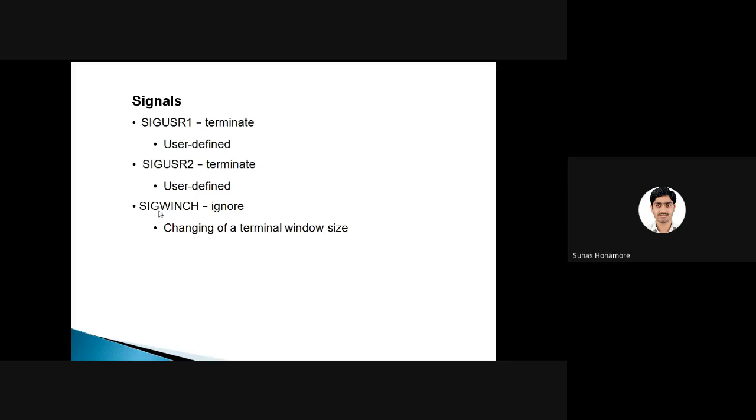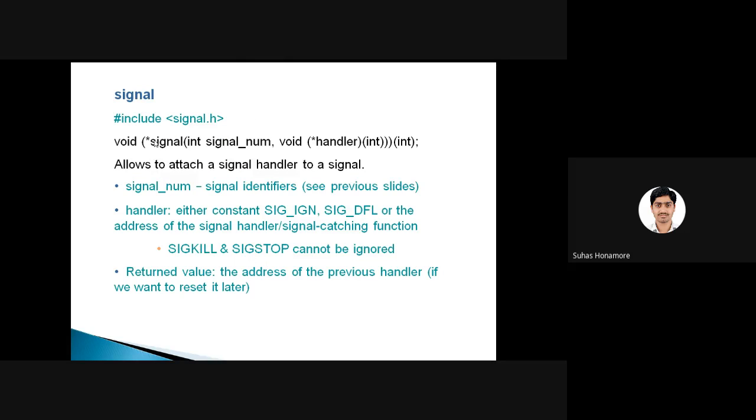Along with that we have the terminal window size signal, which is raised when the window size is not proper. What it will do is just ignore it, so the default action for this one is ignore. Now we'll see how a signal is written.